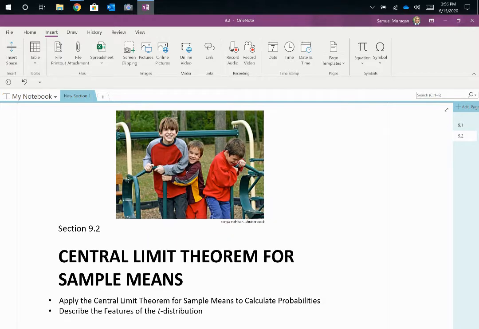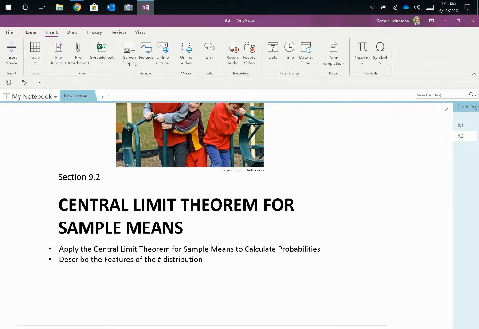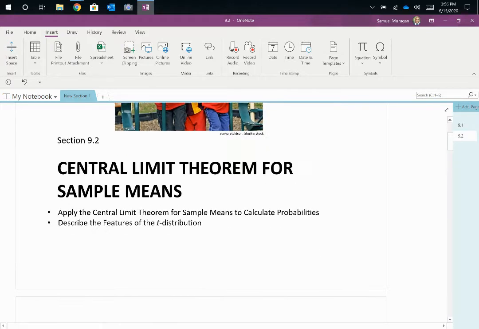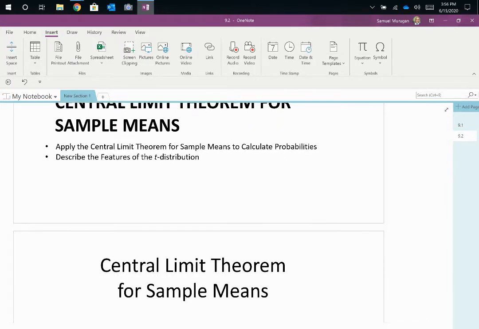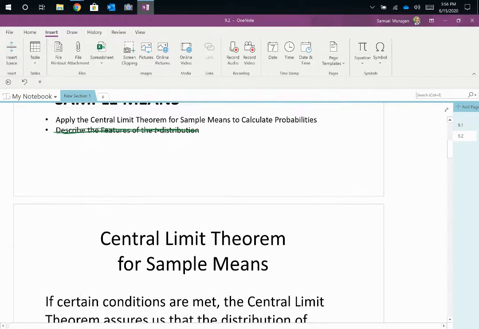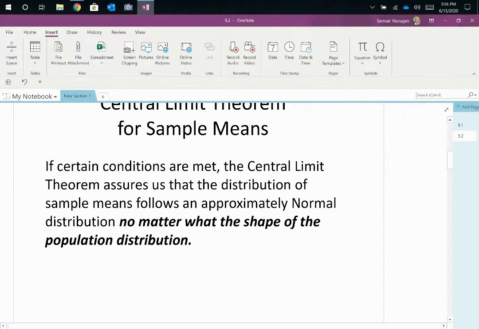So for chapter 9.2, we're looking at the central limit theorem for sample means and to describe the features of the t-distribution. We're actually not going to do this second objective here. We're just simply looking at the central limit theorem. Now, the central limit theorem for sample means assumes certain conditions. The theorem assures us that the distribution of a sample mean follows an approximately normal distribution no matter what the shape of the population distribution.